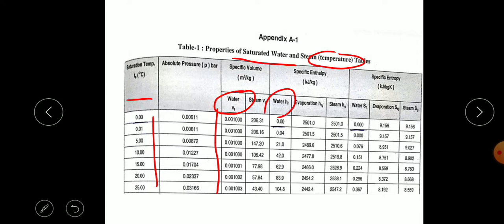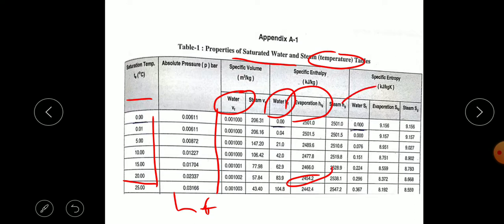Next, HF, liquid enthalpy. HF is the liquid enthalpy. So the value of HF is given, then the value of HG, and the value of HFG. HFG is given, that is the enthalpy. Suppose we have to find the enthalpy at saturation 20 degrees. So we can find the enthalpy of evaporation HFG as 2454.